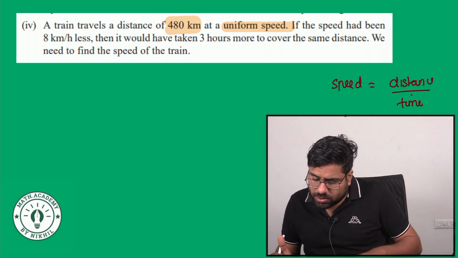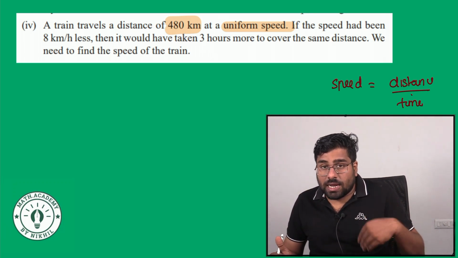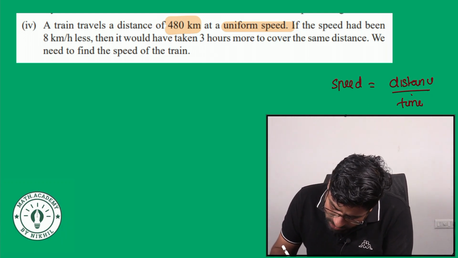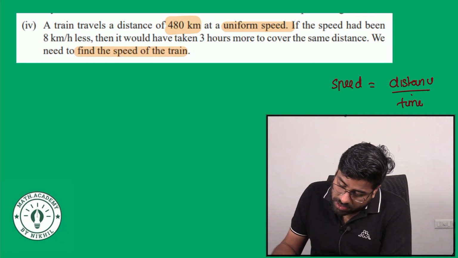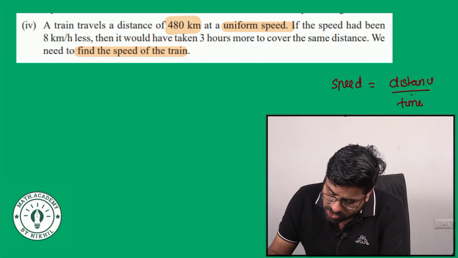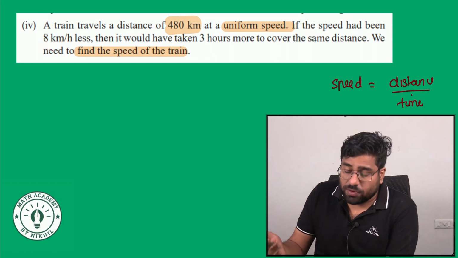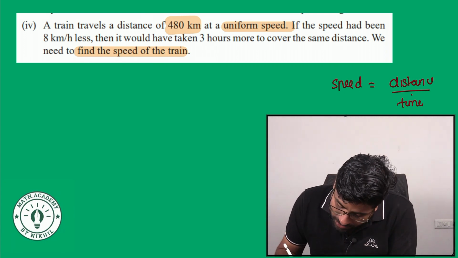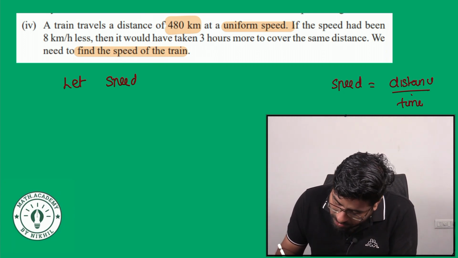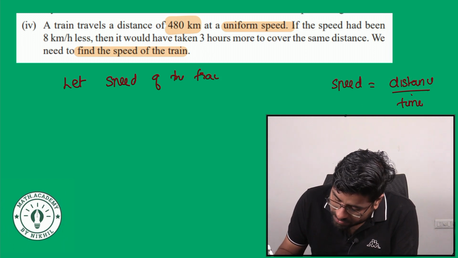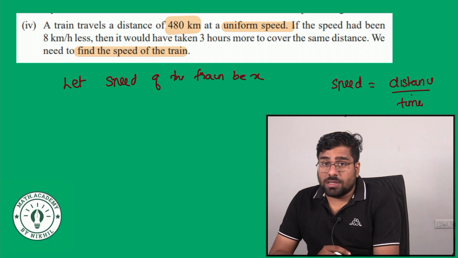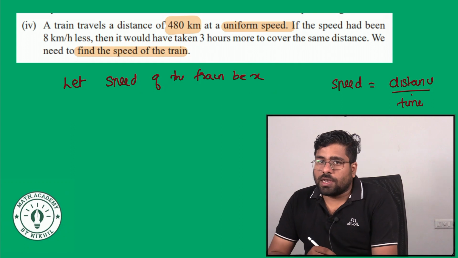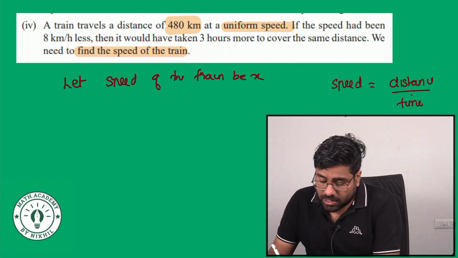So it's talking about two situations: a standard situation and a situation where we have 8 kilometers per hour less. And what is the thing that they are asking? We need to find the speed of the train. Which should we find, the lesser speed or the larger speed? We have to find the larger speed because they are not talking about the lesser speed. Now, let the speed of the train be x. Why did I take the speed of the train to be x? Because that is something we are supposed to find out, and I am calling it x.